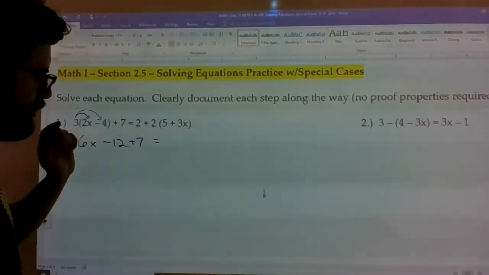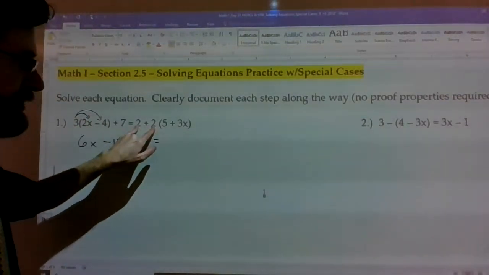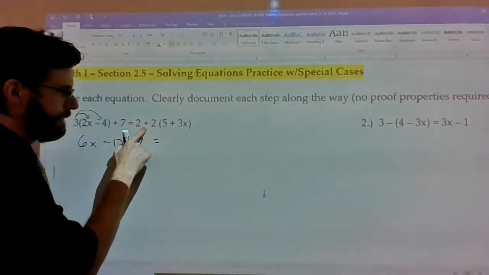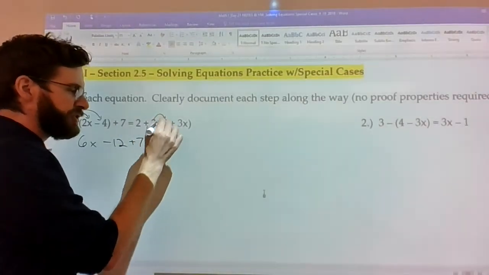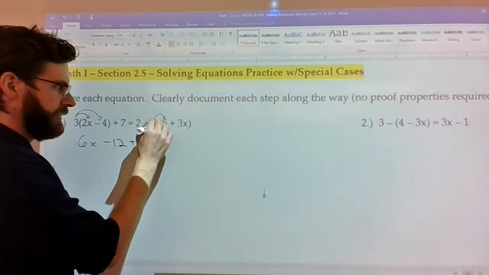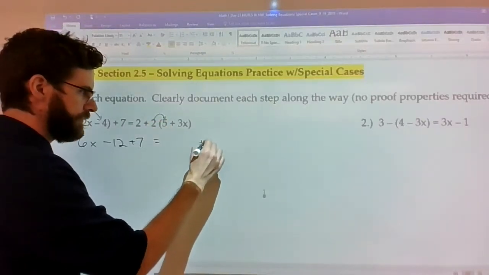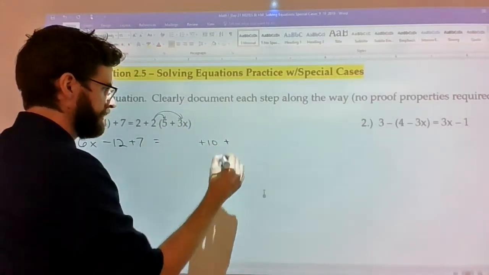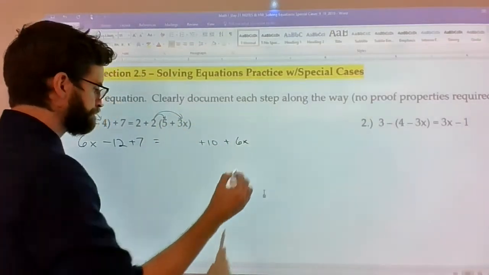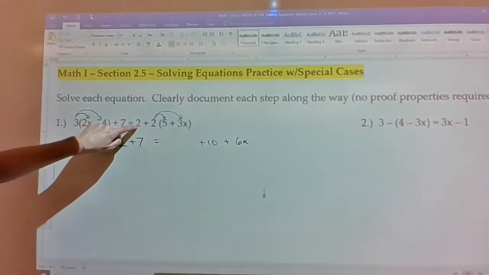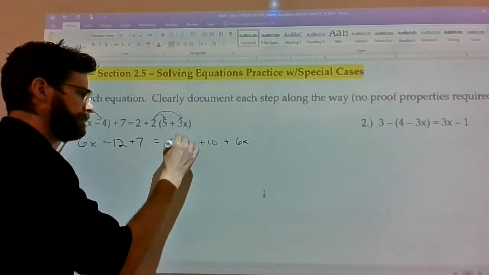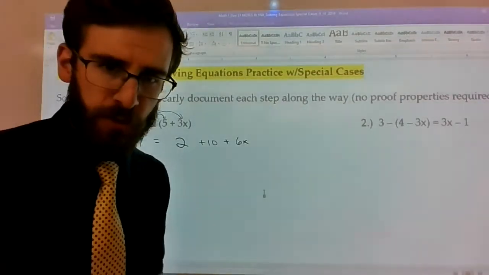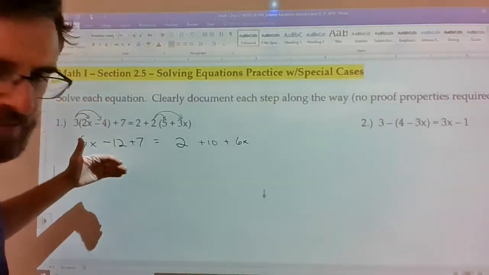Equals. Make sure you do not do 2 plus 2 to start, because multiplication comes before addition in the order of operations. So it's just this 2 that gets distributed through the 5. That'll be 10. And this 2 gets distributed to the 3x, plus 6x. And then don't forget this 2 right here that's going to drop into place. All right, that's our first move. I use the distributive property to get rid of parentheses.